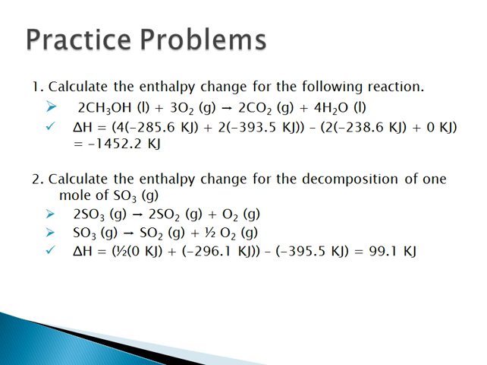Problem number 2. Calculate the enthalpy change for the decomposition of 1 mole of SO3. First you write the reaction of the decomposition of SO3 and balance it out. You get 2SO3 goes to 2SO2 plus O2. Then, since you're solving for 1 mole of SO3, you divide the entire reaction by 2 and get SO3 goes to SO2 plus 1 half O2. Then you just solve for delta H like you've done before and get an answer of 99.1 kilojoules.